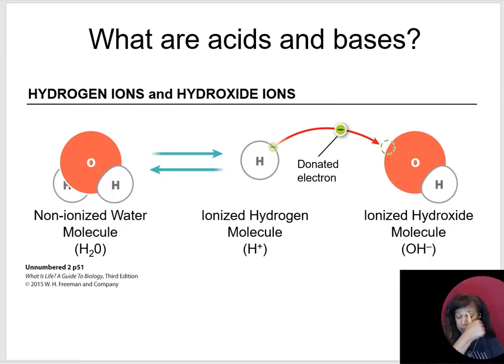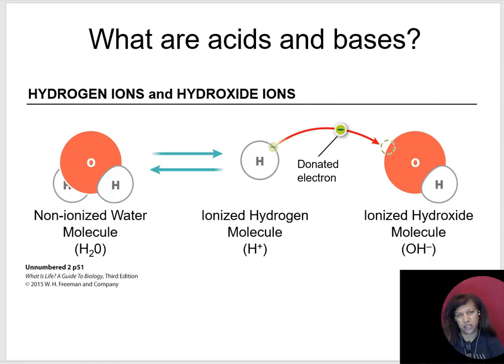Essentially, when we look at a water molecule, H2O, remember that formula, H2 means that there's two hydrogens, and O means there's one oxygen. So H2O is telling you exactly what the molecule looks like, right? When we look at water, H2O, if we were to split off one hydrogen, that hydrogen is now what's called an ionized hydrogen molecule.